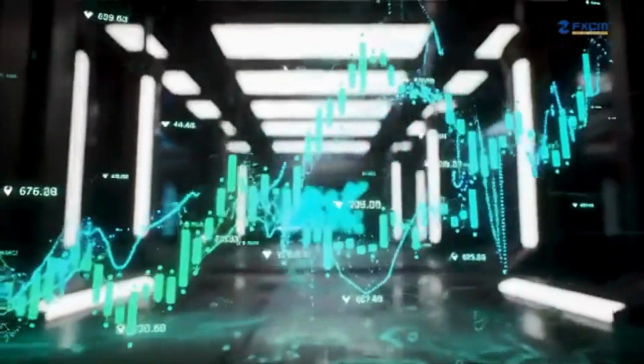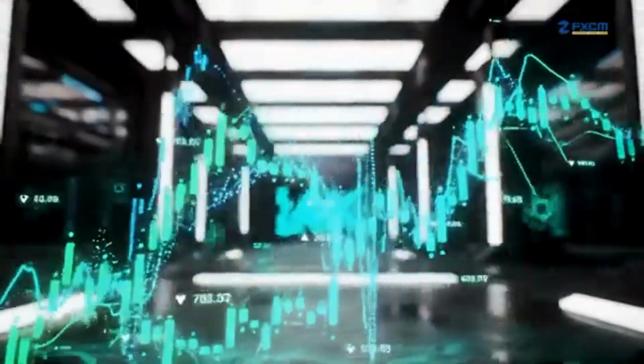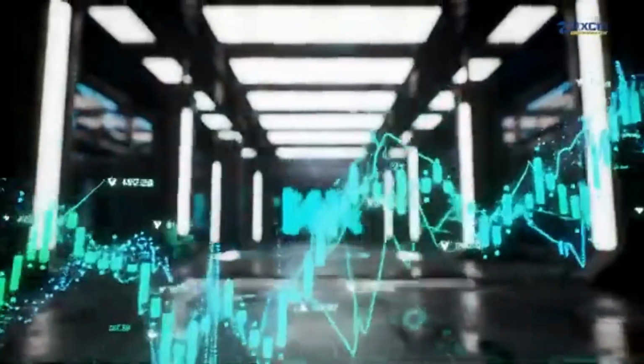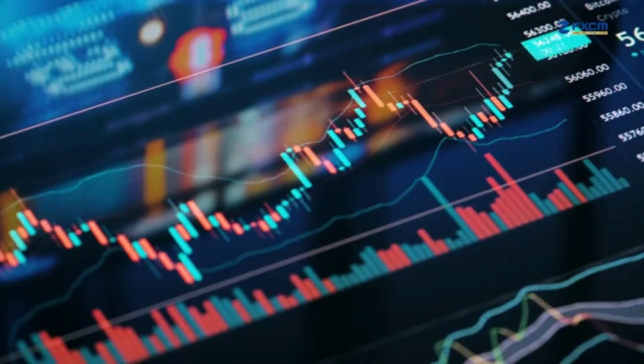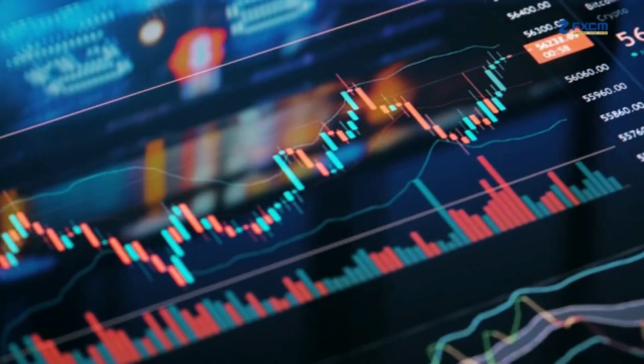Never trade price alone. Use futures volume as your lie detector for market moves. Filter every setup through this lens on the FXCM platform to dramatically improve your win rate.